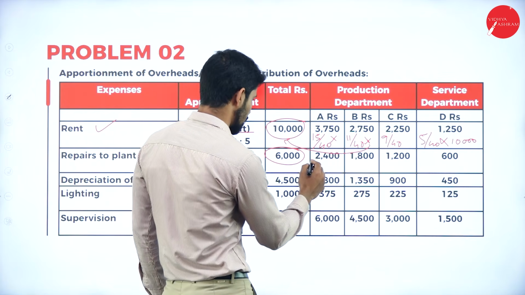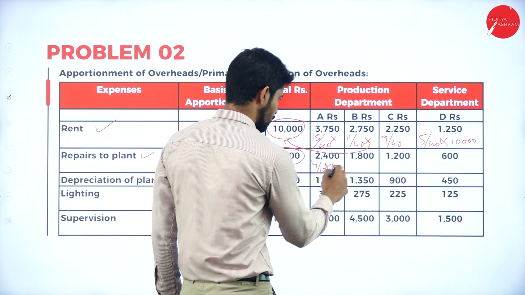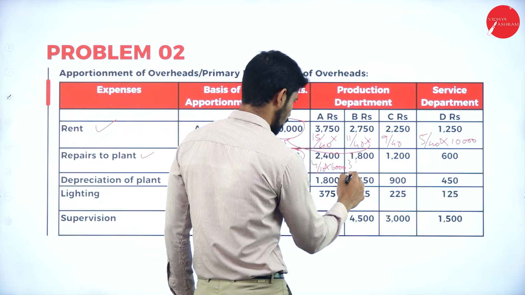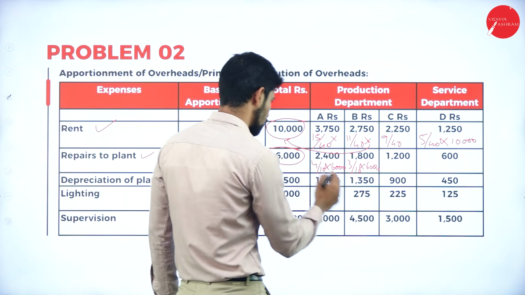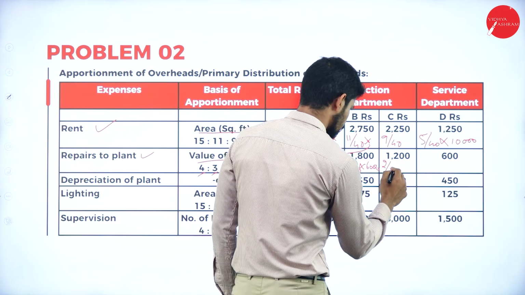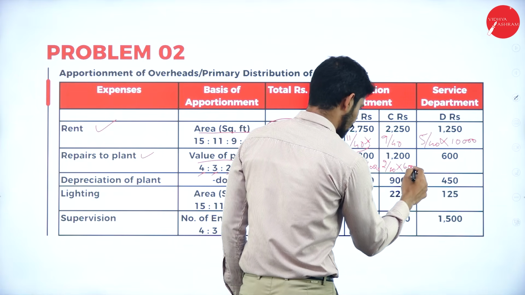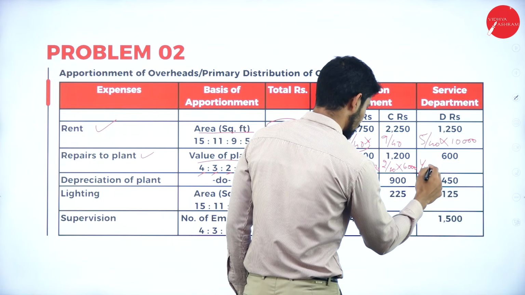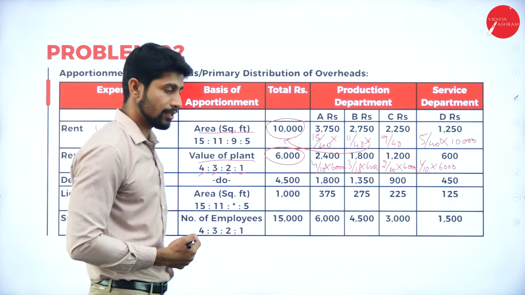So production department A, 4 divided by 10 into 6,000, easy. Next, 3 divided by 10 into 6,000. Next, 2 divided by 10 into 6,000. Next, 1 divided by 10 into 6,000. Finished. You got the answer.